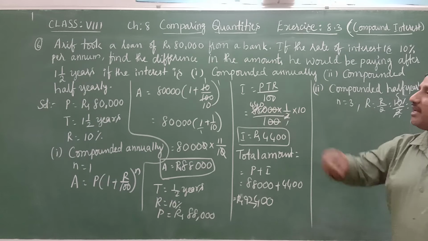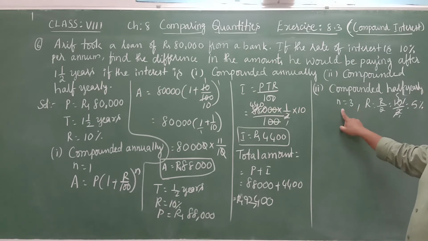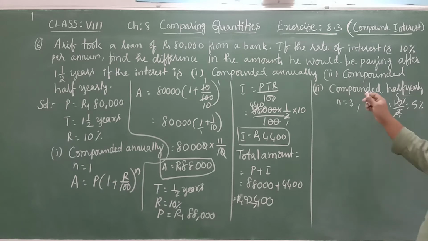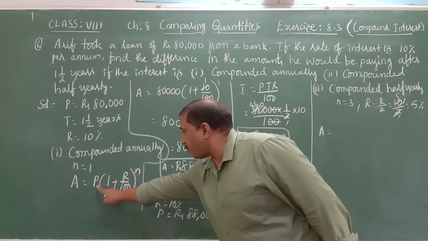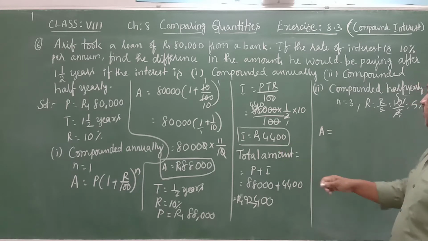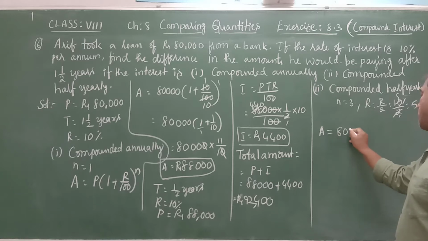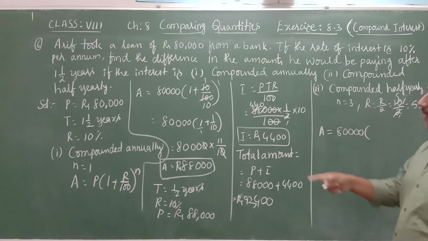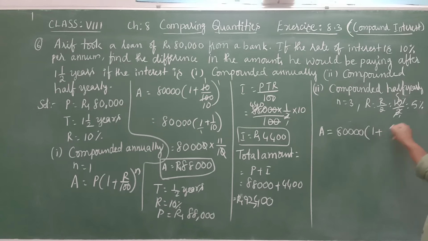Now we know the principal is 80,000 rupees, time N is equals to 3, and rate of interest is equals to 5. Now find the amount. Again the formula is A is equals to P into 1 plus R divided by 100, whole to the power of N. So here A is equals to 80,000 into 1 plus 5 divided by 100 whole to the power of N. N is equals to 3.